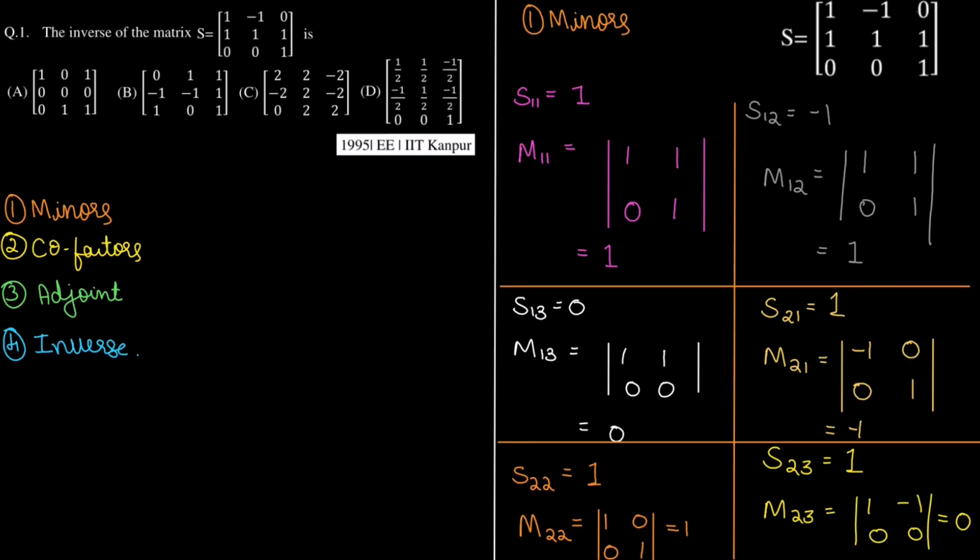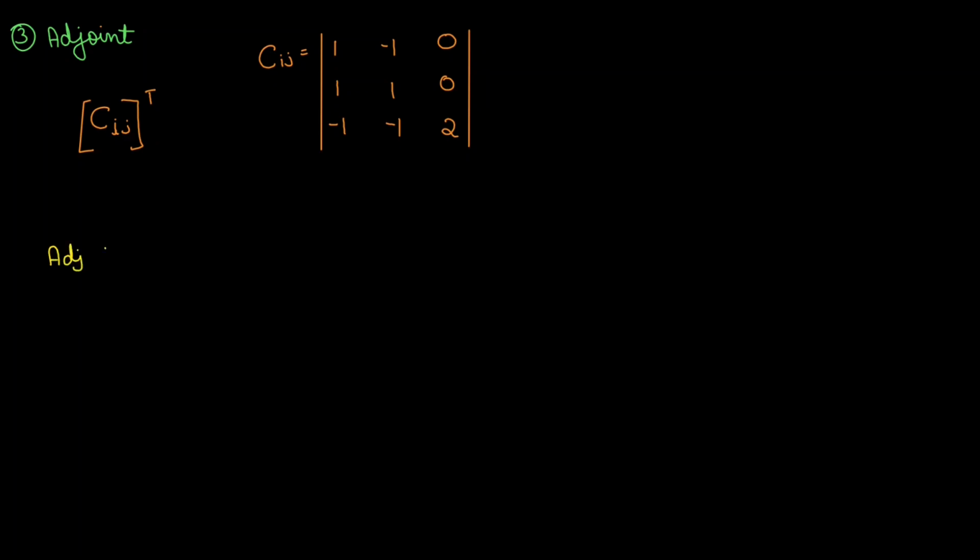Now we will come to the third important term, that is adjoint. Adjoint is basically the transpose of the cofactor elements, Cij whole transpose. So we will write Cij first, that is 1 1 minus 1, minus 1 1 minus 1, 0 0 2. Now according to the definition of adjoint, the adjoint of matrix S will be.